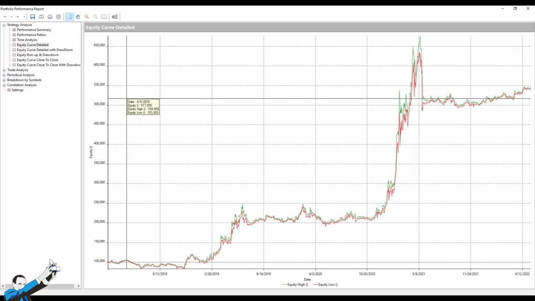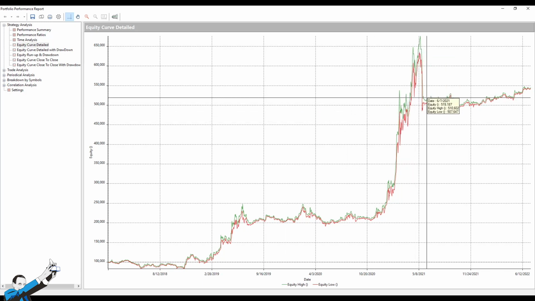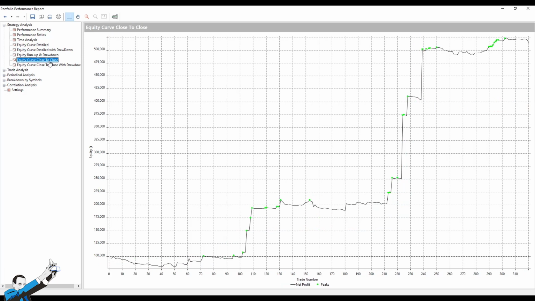There you go. Yeah, we can see a disappointing trend with a really big drawdown right now. But if we take a look at the close-to-close drawdown, we can see that on the whole, the trading system seems to be working pretty well.